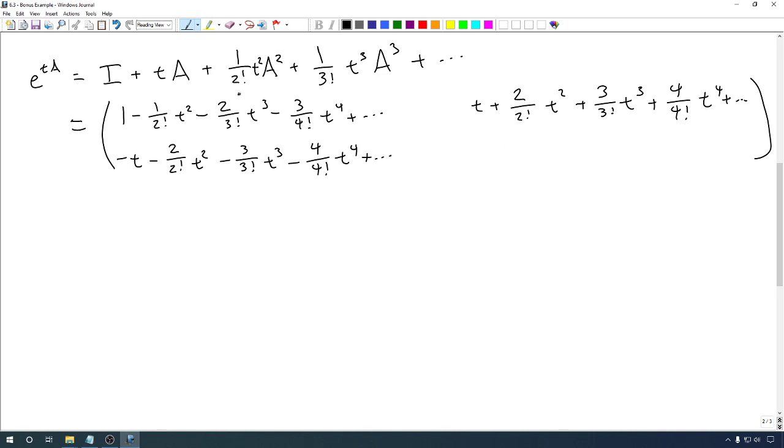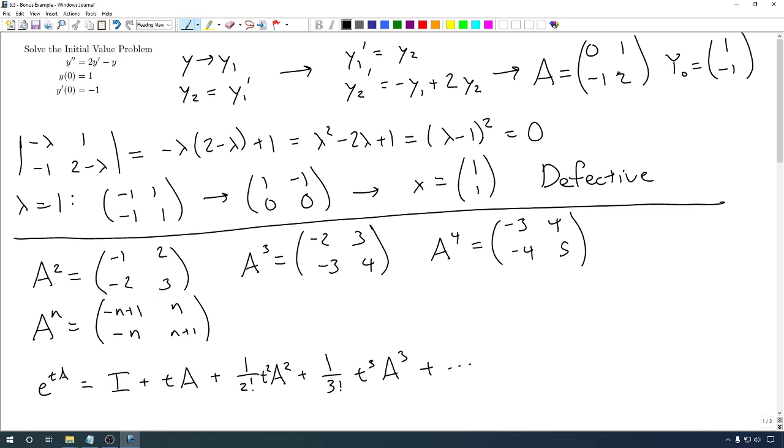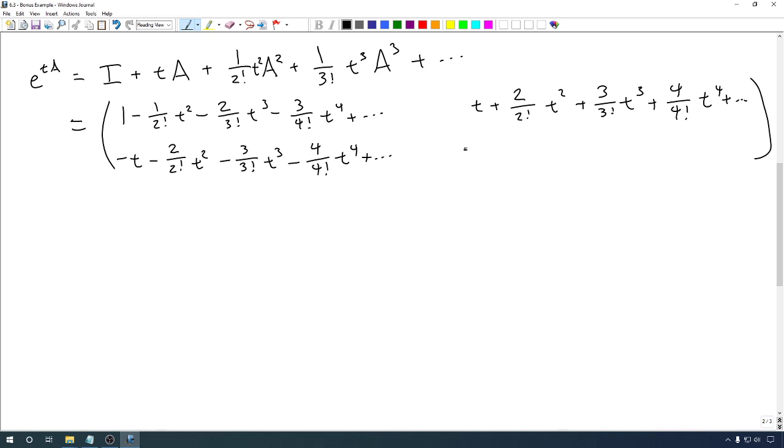And then finally, now we have the pattern 2, 3, 4, 5. And we do have a 1 from the identity matrix as well. So down here we get a 1 plus a 2t plus a 3 over 2 factorial t squared plus a 4 over 3 factorial t cubed, plus a 5 over 4 factorial t to the fourth, and so on and so forth.